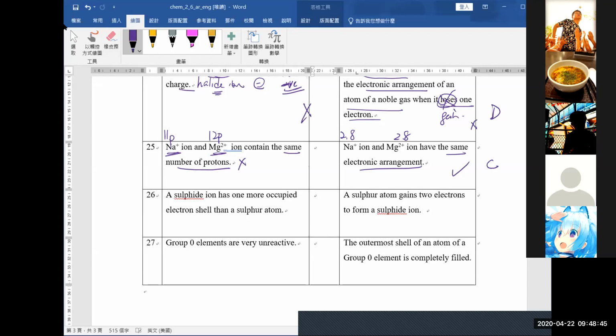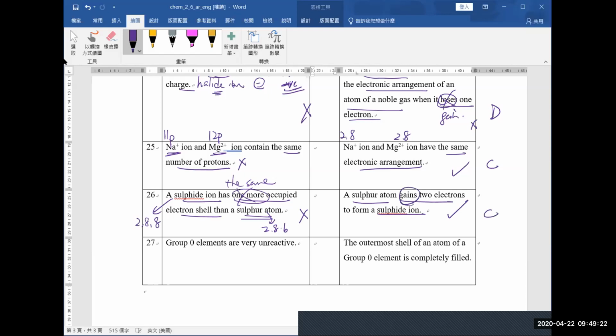26. The sulfide ion has 1 more occupied electron shell than the sulfur atom. The sulfur atom gains 2 electrons to form sulfide ion. It's not 1 more occupied electron shell, so it's not correct. It has the same. So check that too. It is 2, 8, 8. Sulfur atom is 2, 8, 6. The same. Okay? Wrong. Take. So remember the gain is by gaining the electrons, cross and take.